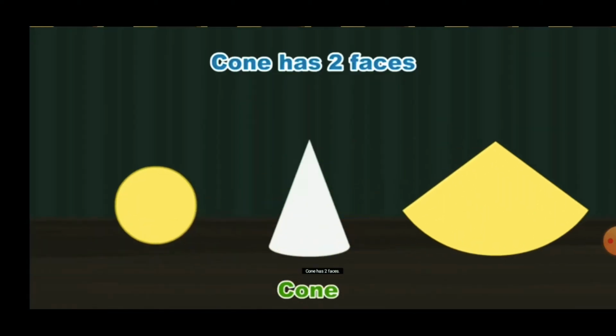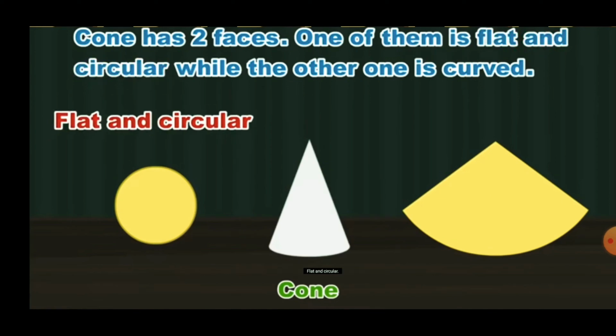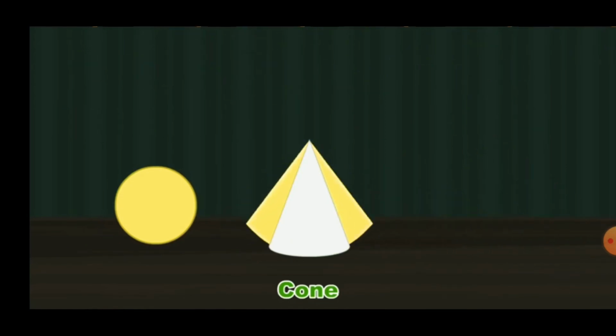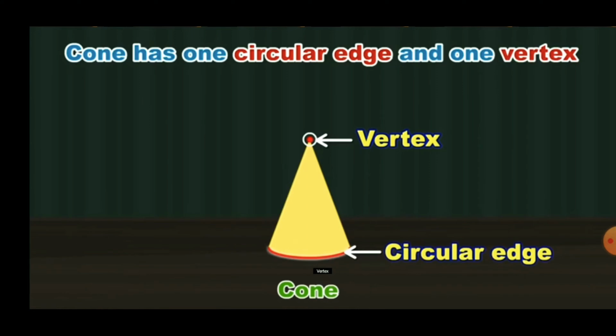Next we'll learn about cones. Cones have 2 faces. One of them is flat and circular while the other one is curved. So here we have the flat and circular face on one side and the curved side on the other. A cone has one circular edge and one vertex.